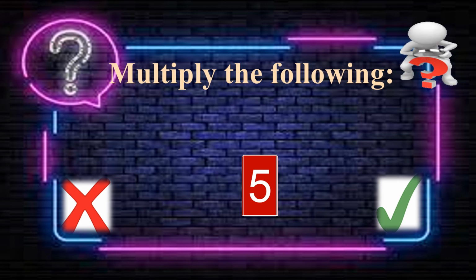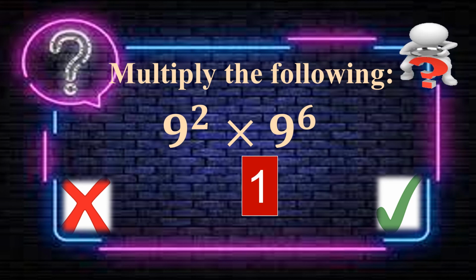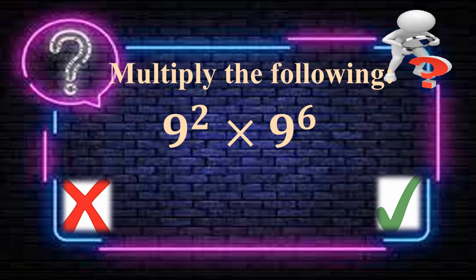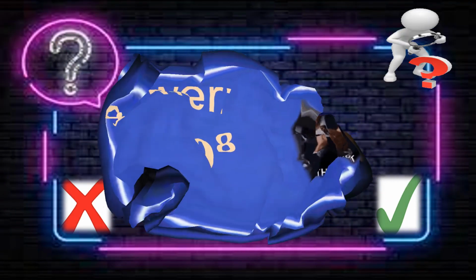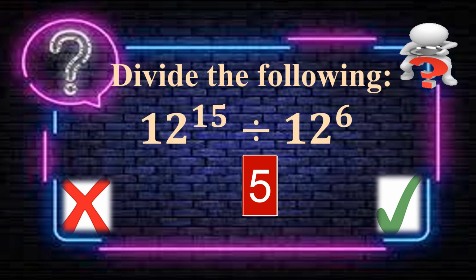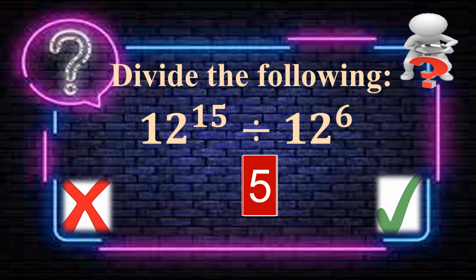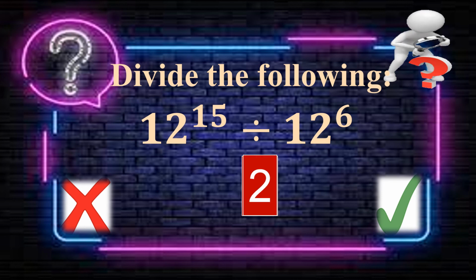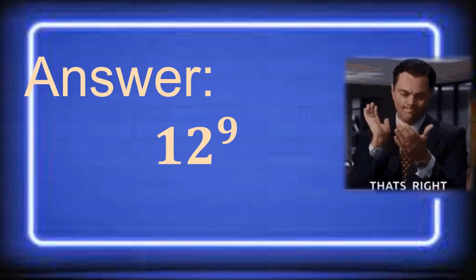Let us multiply the following. 9 to the 2nd times 9 to the 6th, or 9 squared times 9 to the 6th, in 5 seconds. That's right. The answer is 9 to the 8th. Now divide the following. 12 to the 15th divided by 12 to the 6th. That's right. The answer is 12 to the 9th.